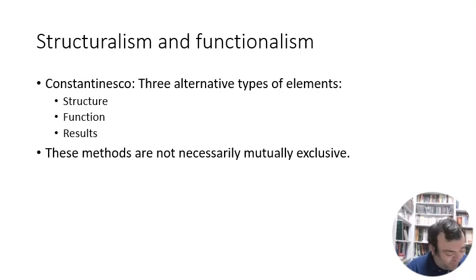But the distinction between functionalism and structuralism should not be exaggerated. For instance, certain comparatists, such as Constantinescu, said that we could have three alternative types of elements: structure, function, but also results. So a comparatist may sometimes resort to both approaches. They are not mutually exclusive. In practice, they often complement each other.